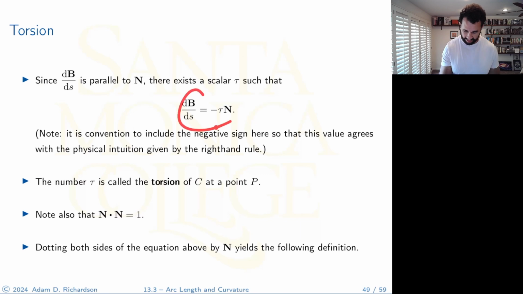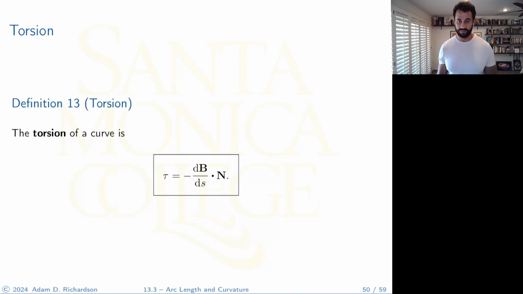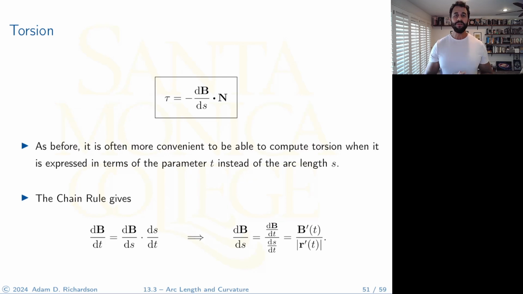Now, if we dot both sides of this equation by n above, we get the following definition for torsion. This is the definition of torsion. So the torsion of a curve is basically dotting dB/ds with n and taking its opposite. That's the torsion. Familiar thing from the past, right? As before, it's often much more convenient to compute torsion when it's expressed in terms of the parameter t instead of the arc length s.